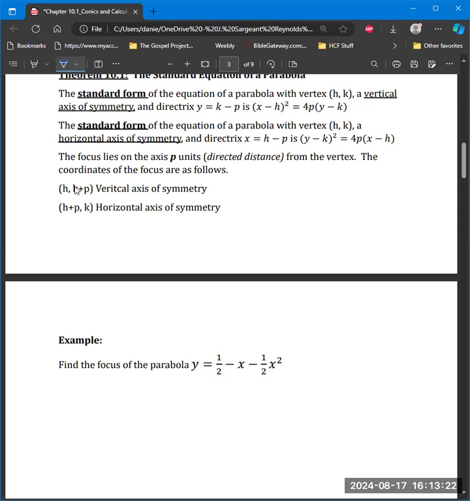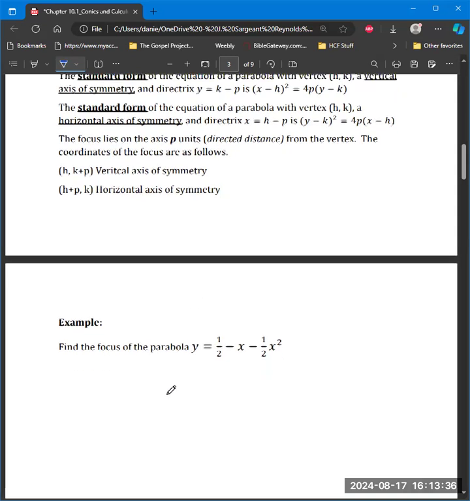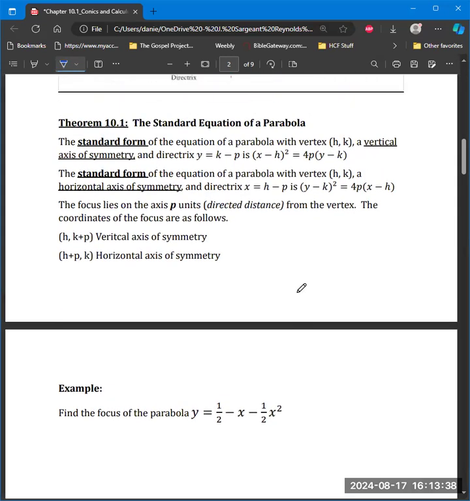Whatever is this coefficient on the outside is going to be 4 times something. Figure out what that is, and that something that you multiply by 4 to get that coefficient on the outside is going to be your value of p. We'll do an example right down here, and I'll show you how that works.